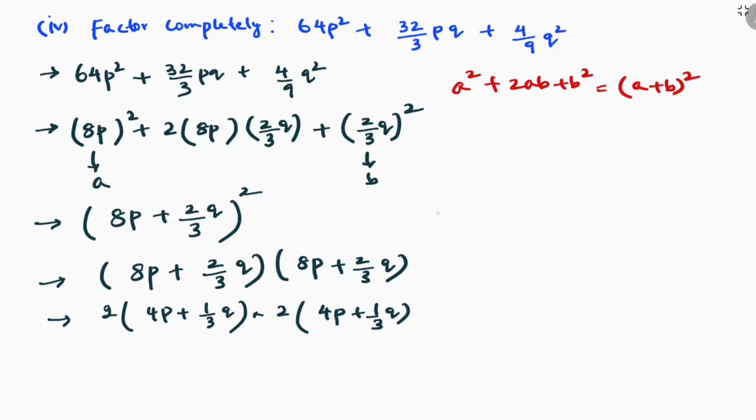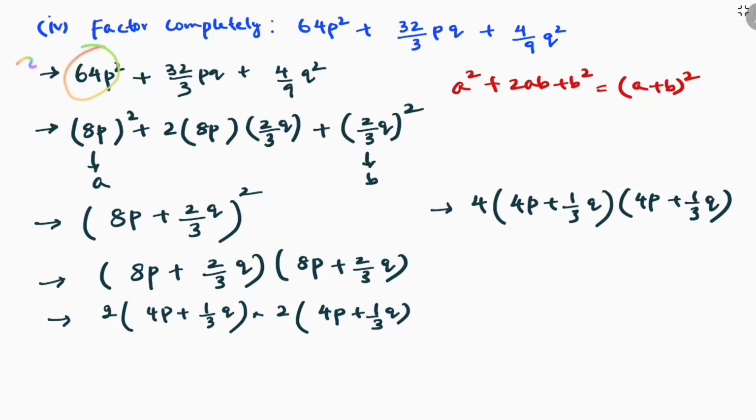So 2 times 2, 4. So 4 into 4p plus 1 by 3q, and here 4p plus 1 by 3q. You can write this way. Or in the starting only you can take 4 common. You can do in that method also. If you take 4 common in the starting, this will become 16, this will become 8, and this will become 1. You can do that way also. Or you can do at the end.